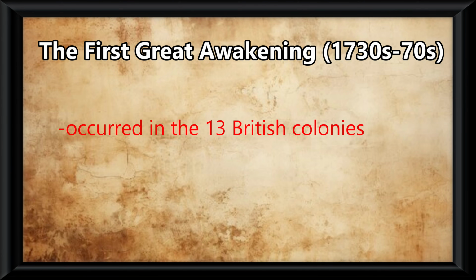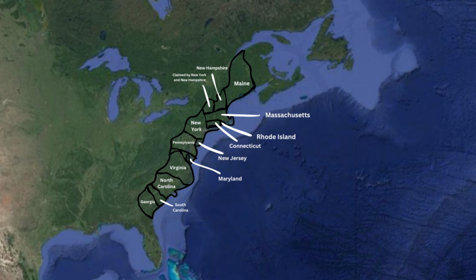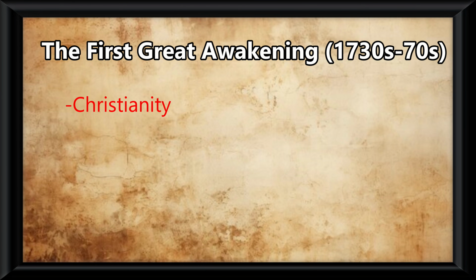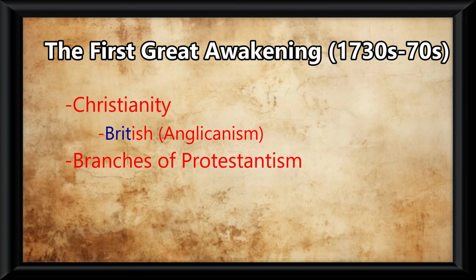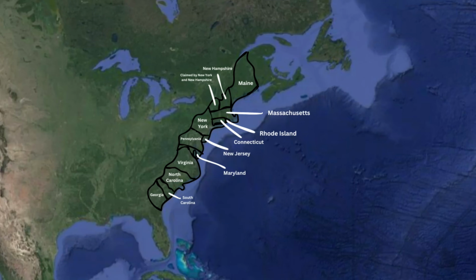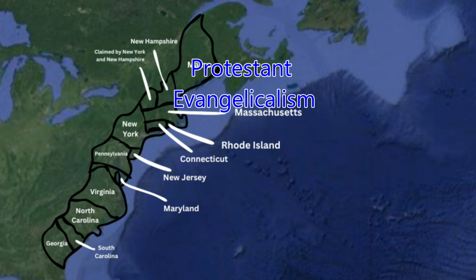This occurred in the colonies, where it saw the revival of Christianity in the British 13 colonies. This Christianity was traditionally the British form, being Anglicanism, but it shifted throughout decades in the First Great Awakening to branches of Protestantism like Baptists and Methodists. We also see a rise in the spread of Protestant evangelicalism.